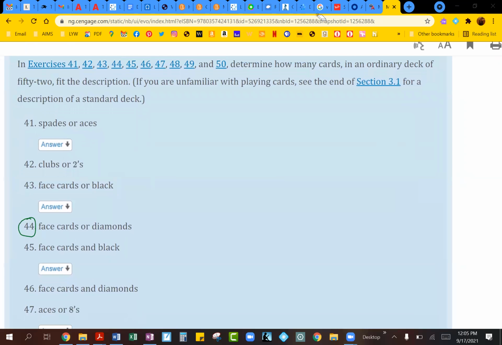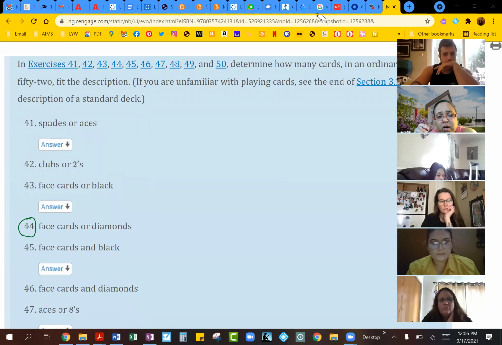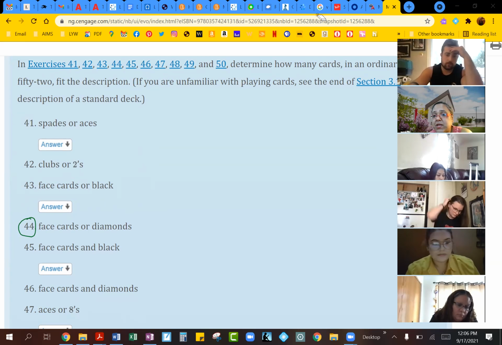So number 44, they're talking about face cards or diamonds. So remember, when they're using or, they're talking about a union. When they say and, they're talking about intersection. So again, bringing those concepts from logic into our set theory. So face cards and diamonds.